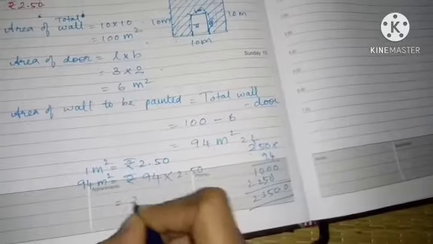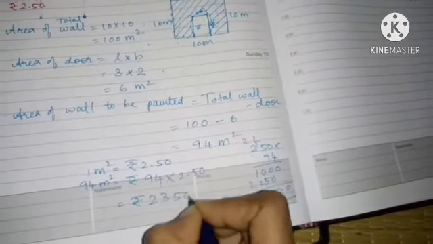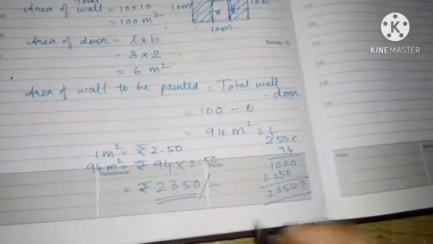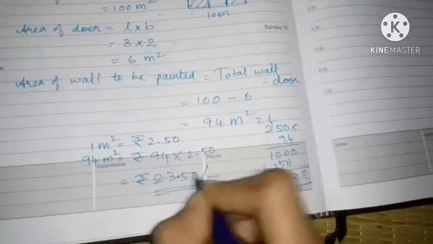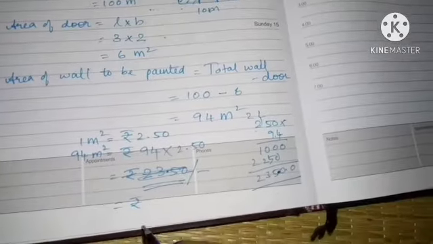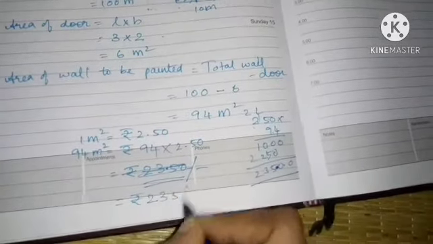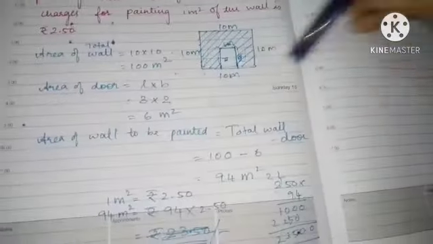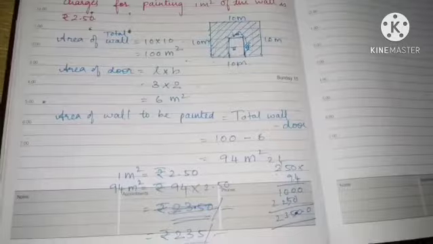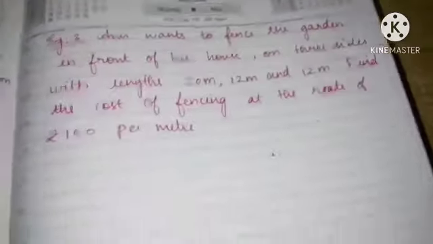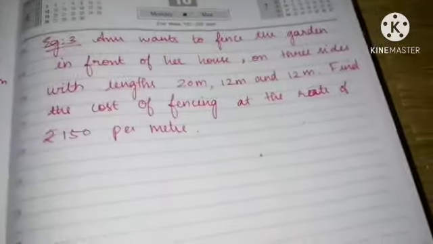So rupees 2350, sorry, wait one minute children. After 2 points you should keep the decimal. So the decimal point will come here. So 235 rupees is required to paint this shaded region. Understood? See, example number 2 is your homework.